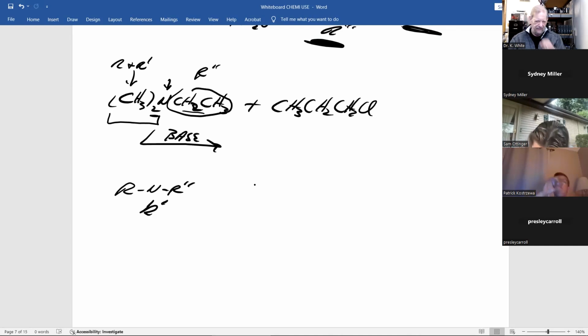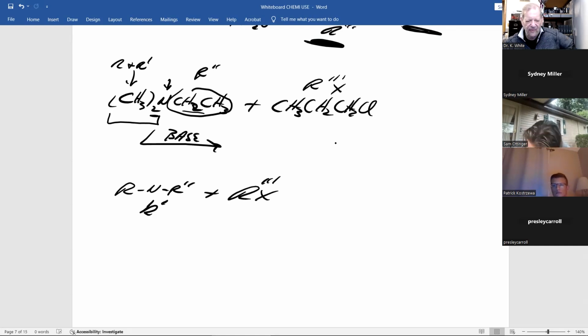this is a tertiary amine, where this I can call R and R prime, and my ethyl group R double prime. And here, what's different? Carbon, carbon, carbon. Ooh, chlorine. This is an alkyl halide, where X can be chlorine, bromine, or iodine.